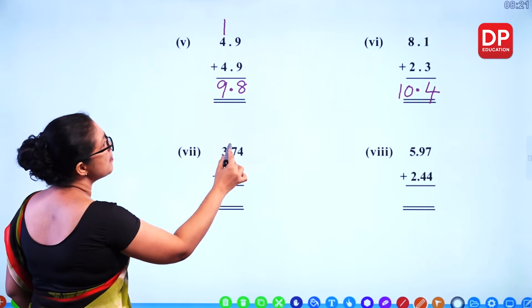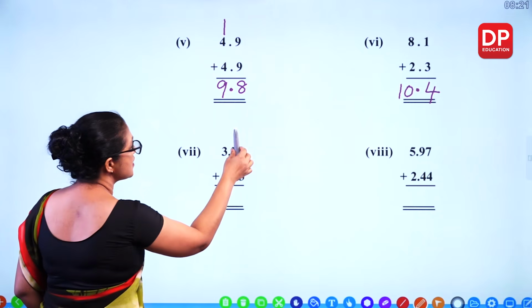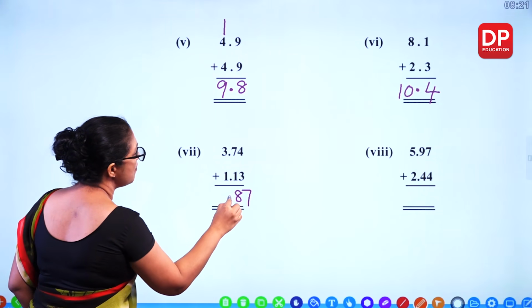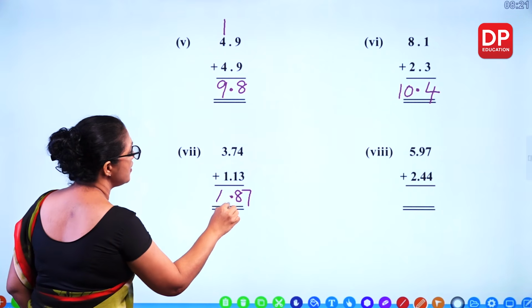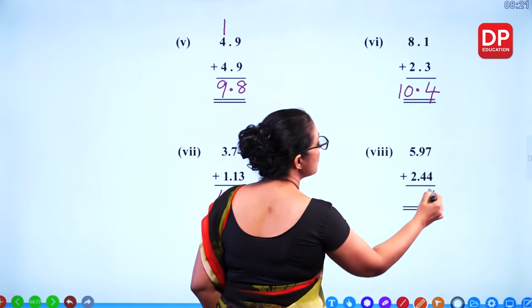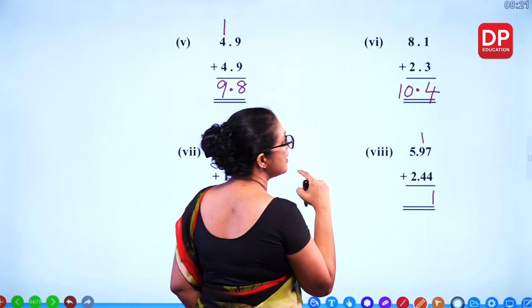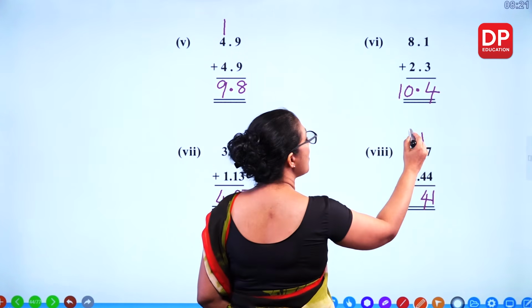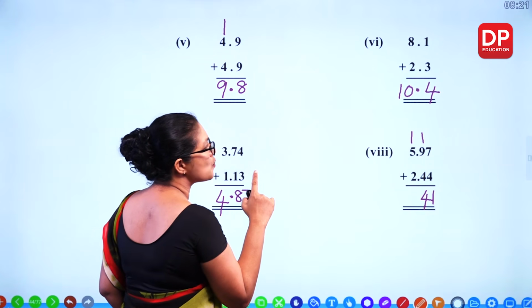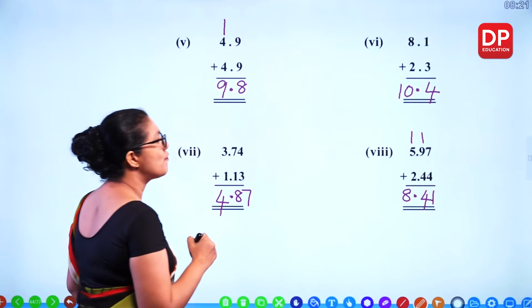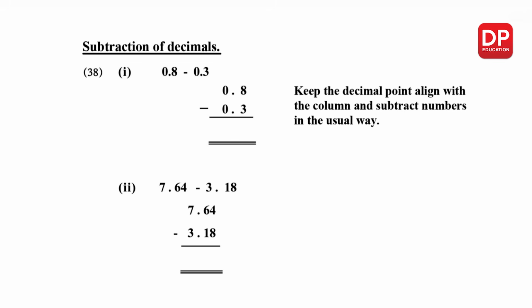This one, 2 decimal places, but same procedures. 4 plus 3, 7. 7 plus 1, 8. And then put the decimal point. 3 plus 1, you get 4. 7 plus 4, 11. 1, you take it here. 9 plus 1, 10. 10 plus 4, 14. 1, you take it here. 5 plus 1, 6. 6 plus 2, 8. 8.41. Now we'll do subtraction.